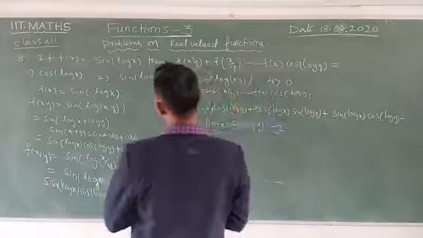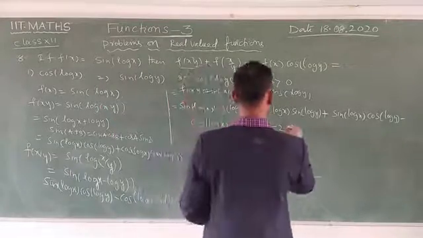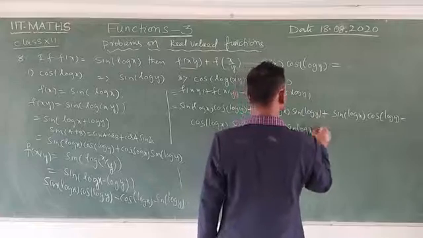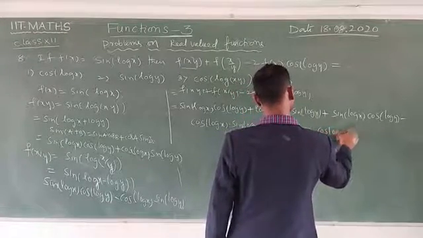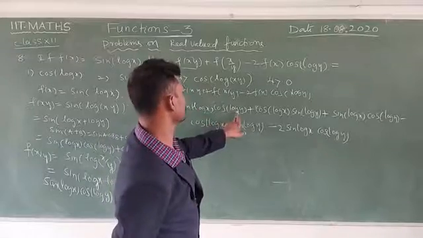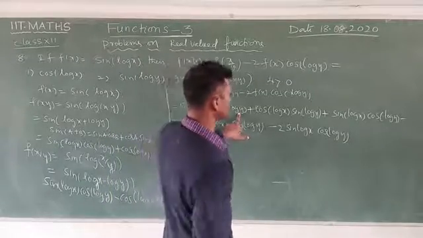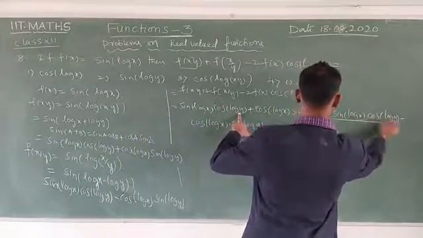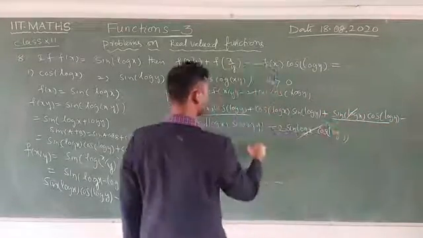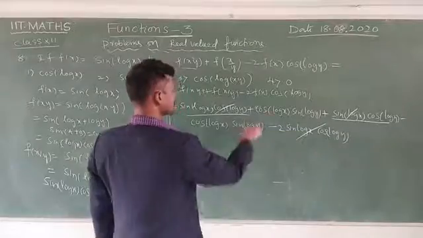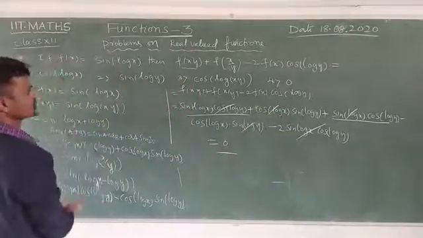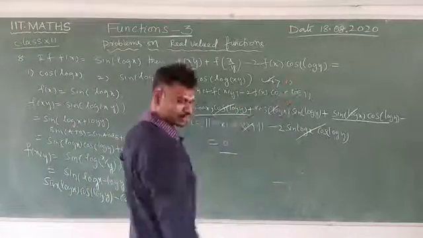f of x means what? Sine of log x. Sine of log x into cos of log y. Now see here, sine log x cos log y, this is a sine log x. Here see, this is also the same term. This 2 and this 1, 2 times, this is 2 times cancel. Now the other terms, this cancels with this, it is equal to 0. Then which one is the option? This is the fourth option. Note down.